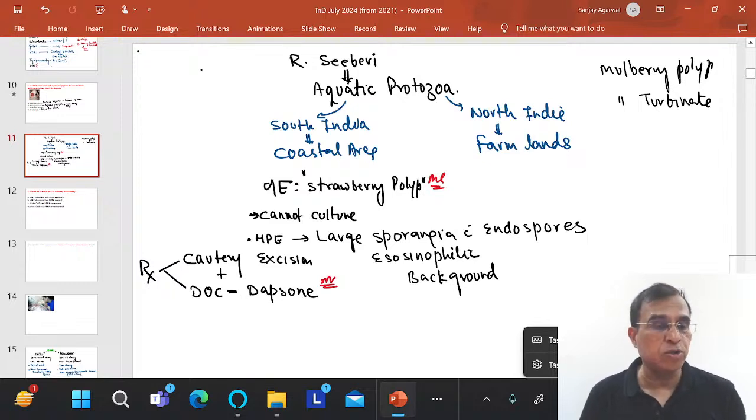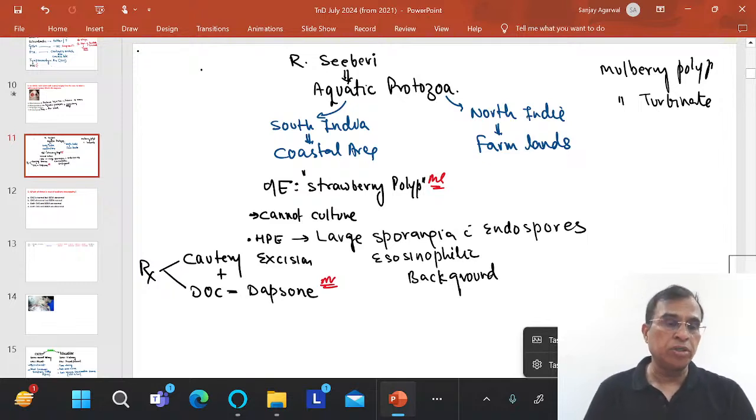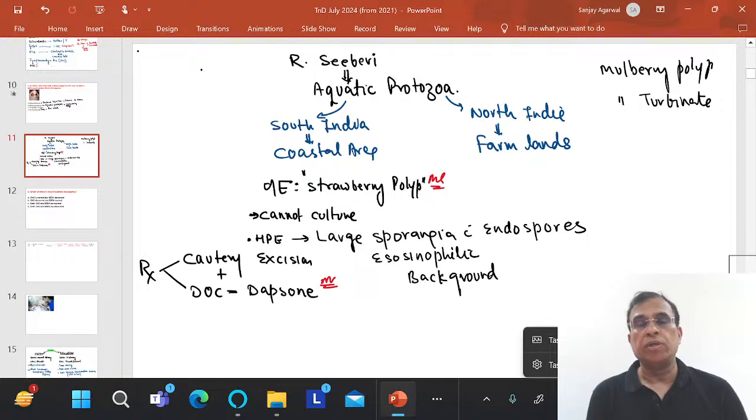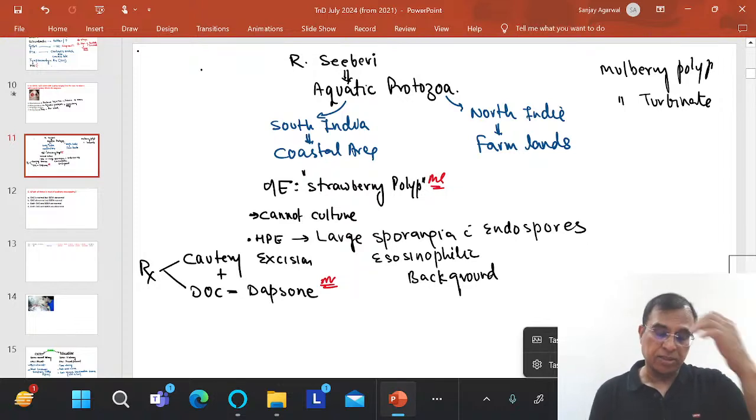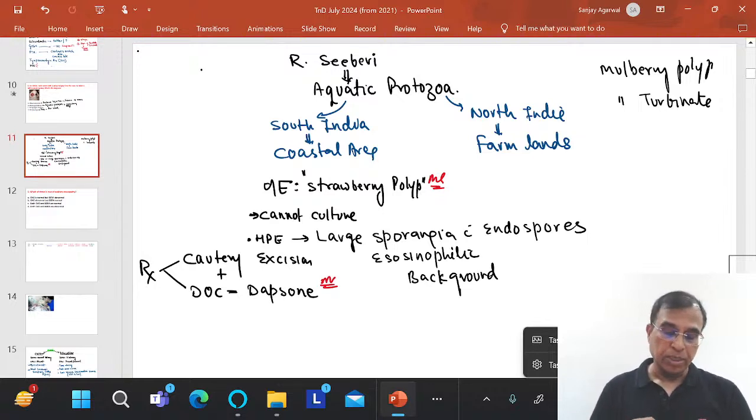So let's see what Vignesh has to say. He says there's a history of pond, immunocompetent, and southern India it is more commonly seen, that is true. Strawberry or mulberry mass, and etiology is seeberi, and wide excision plus post-op dapsone. So absolutely correct, Vignesh. You got spot on every point. Good. And rhinoscleroma, we have a question on that, so we'll discuss rhinoscleroma later on.